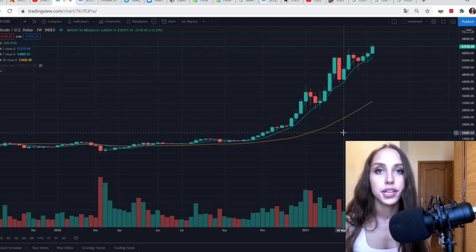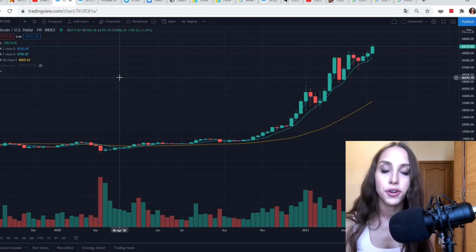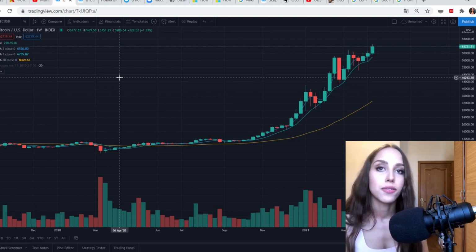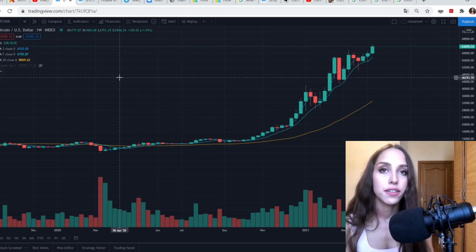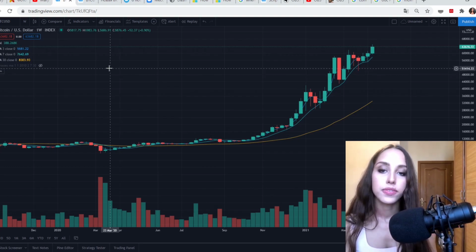You just take the closing price or whatever you choose. Usually it's the closing price, and you add up. If you have, let's say, 3 period average, then you add the closing price of the first day, second day, and third day, if this is a daily chart, and then you divide it by 3, and this will be your first point in this moving average line.